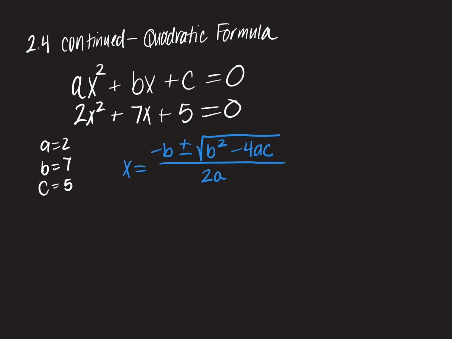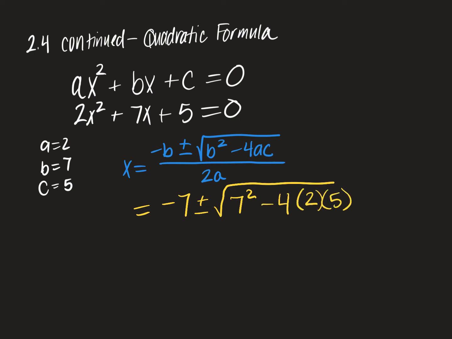All right, so A is 2, B is 7, C is 5. So in this formula, negative b, so negative 7. If your b is already negative, you change it to positive. That just means to change the sign of b at the beginning. So it's negative 7 plus or minus the square root of 7 squared minus 4 times 2 times 5. And then we will divide all of that by 2 times 2, because a is 2.